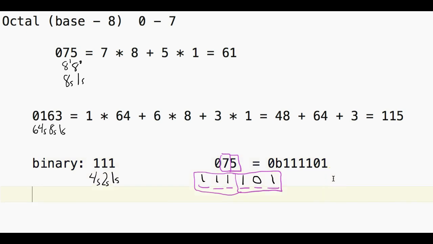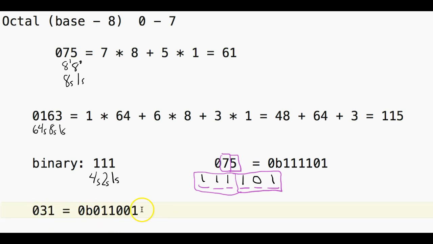Let's try one more. Let's say we take 031 in octal. How do I turn that into binary? Well, 3 is represented by a 2 and a 1, so it'll be 0, 1, 1. How do I get a 1? I don't have any 4s or 2s, I just have a 1, so it's 0, 0, 1. So 0, 1, 1 represents the 3, and 0, 0, 1 represents the 1.